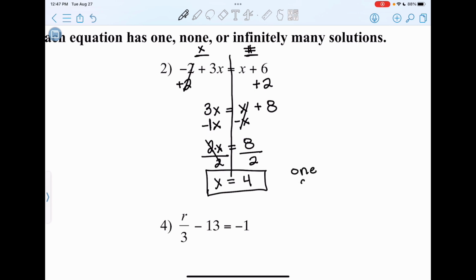This is an example of when there's only one solution. X can only equal 4. 4 is the only value that we can plug in to make this equation true.